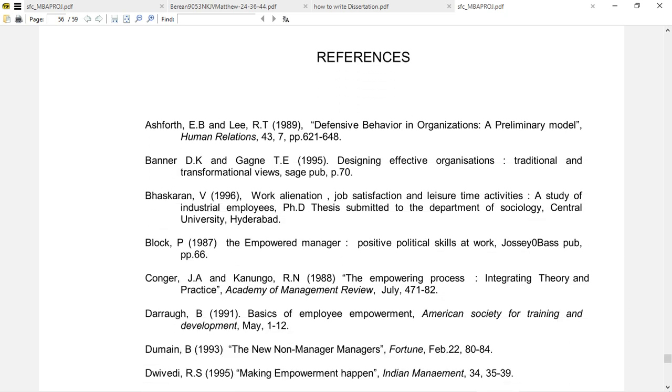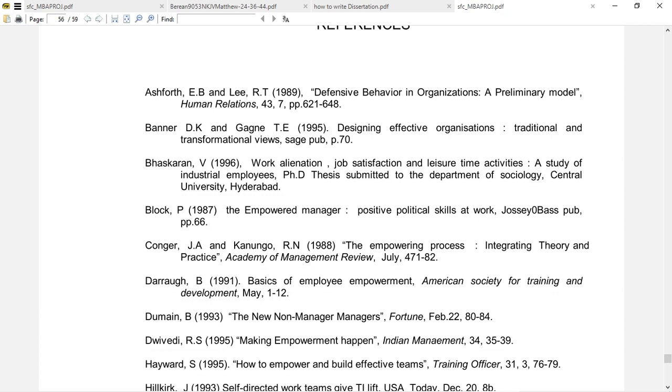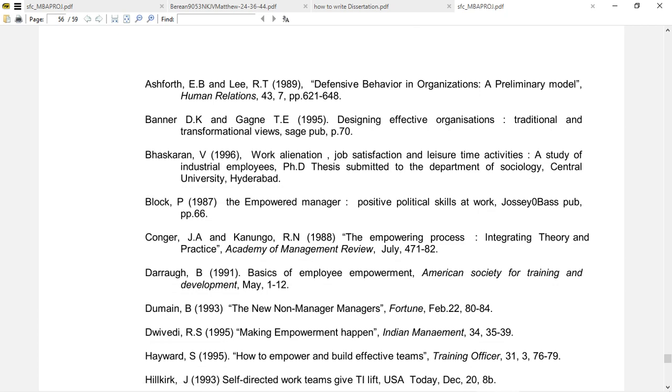Now you can see how many authors I have referred to in my body. I followed the same structure which I've suggested: first name, then initials, second name first, first name second, then year of publication, title of the article, journal name, volume number, issue number, page numbers. So perfectly.